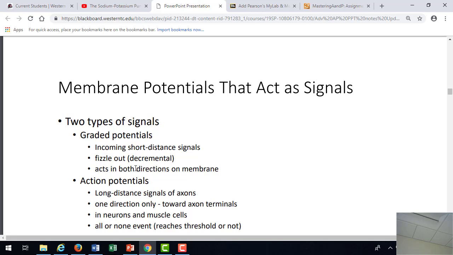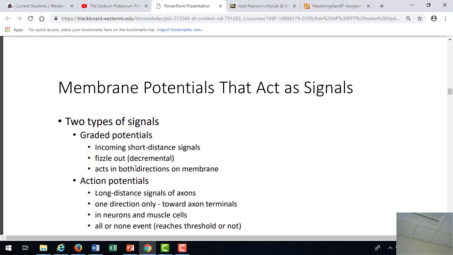They can only go in one direction because once the sodium channels close, potassium opens, so we can't go backwards. We have to keep moving in a forward direction down the axon. And we only see those in neuron and muscle cells. So these are the cells that are irritable. They can change their resting membrane potential. And it's all or none. Either it reaches threshold or it doesn't. If it doesn't reach threshold, it fizzles out and is gone.